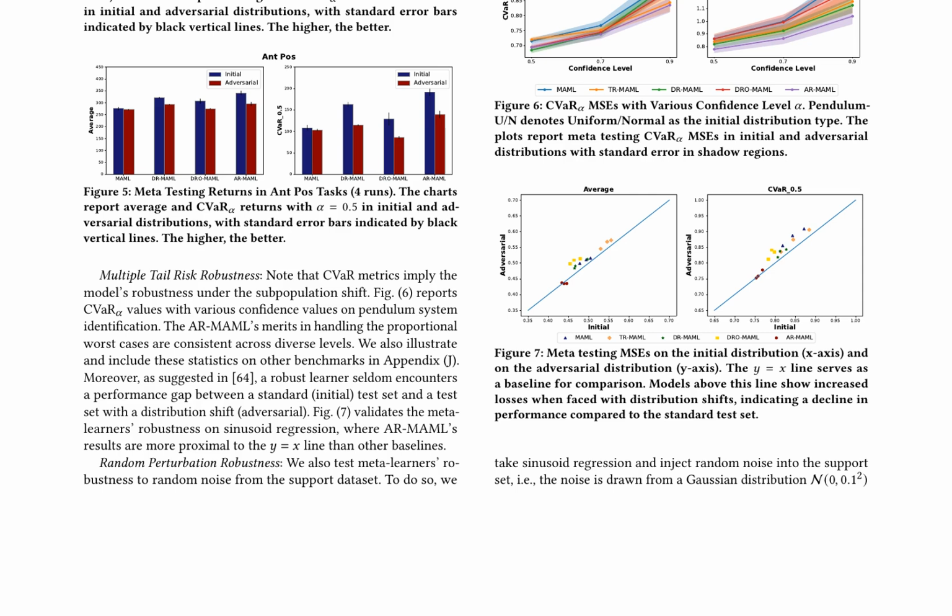Additionally, the authors test the robustness of the algorithms to random noise from the support dataset. They inject random noise into the support set and evaluate the algorithm's performance on the sinusoid regression task. The results demonstrate the effectiveness of ARMAML in handling adversarial task distributions and random perturbations, making it a robust and reliable choice for meta-learning tasks.